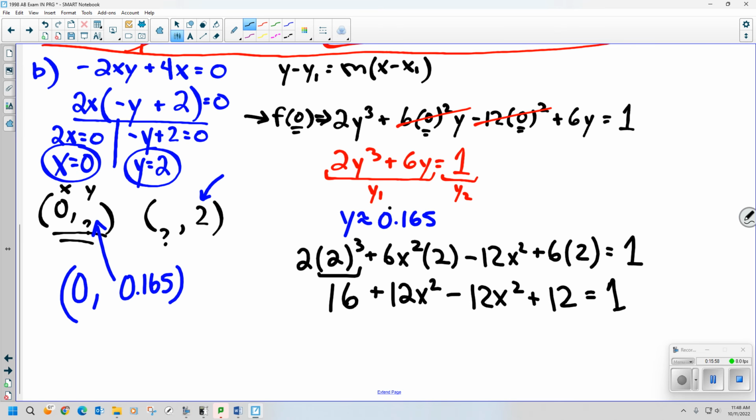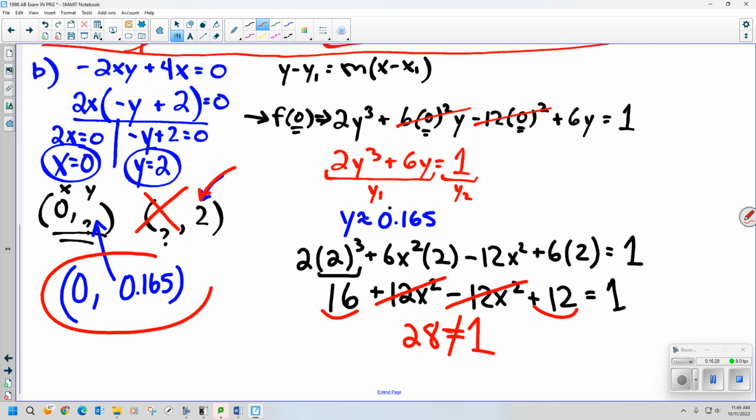Okay, interesting thing right here. Positive 12x squared and negative 12x squared cancel. 16 and 12 give me 28 equals 1. That doesn't equal. That means there is no solution. There is no point here. I will never get an x value with a y value of 2 or have a horizontal tangent line. So good thing for us, that only happens once at this coordinate right here.